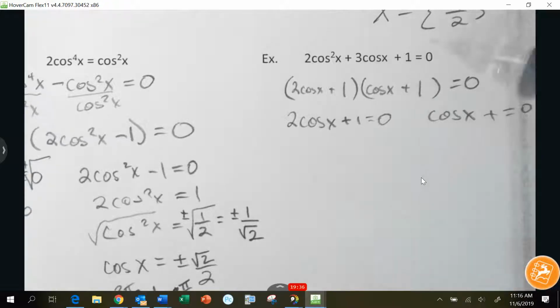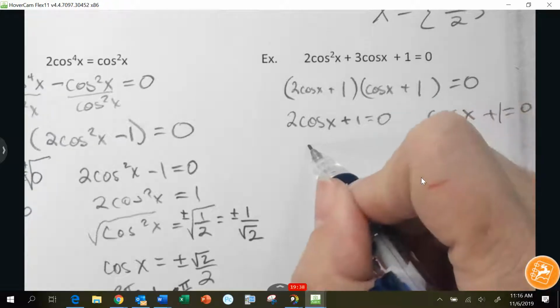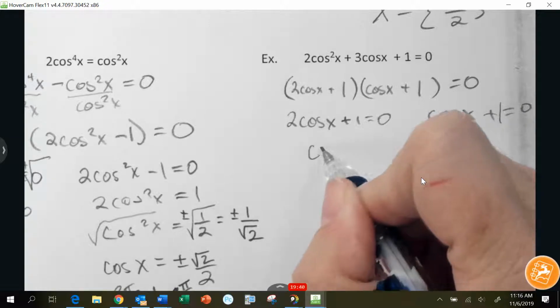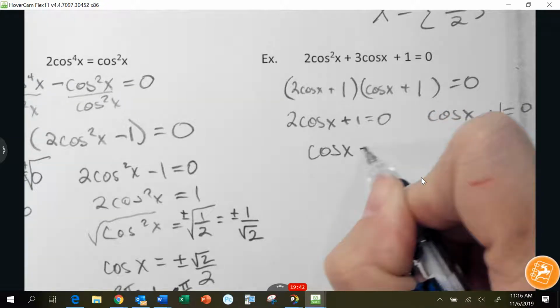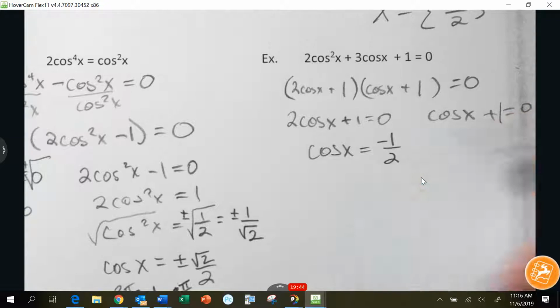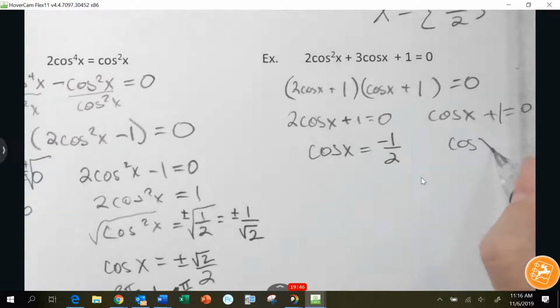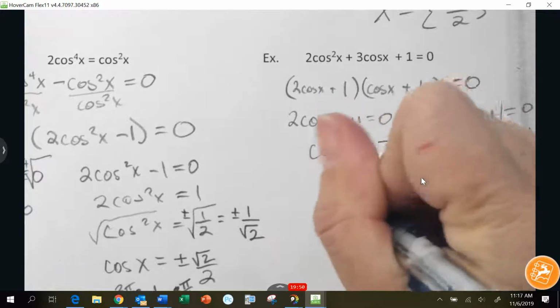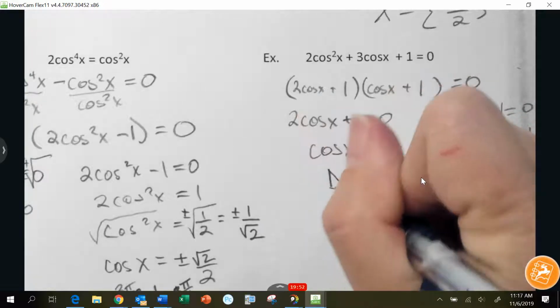And then we're going to solve for each factor. I'm going to get cosine x equals -1, then divide by 2. Over here I'm going to get cosine x equals -1. So if cosine's negative, that's these two quadrants.